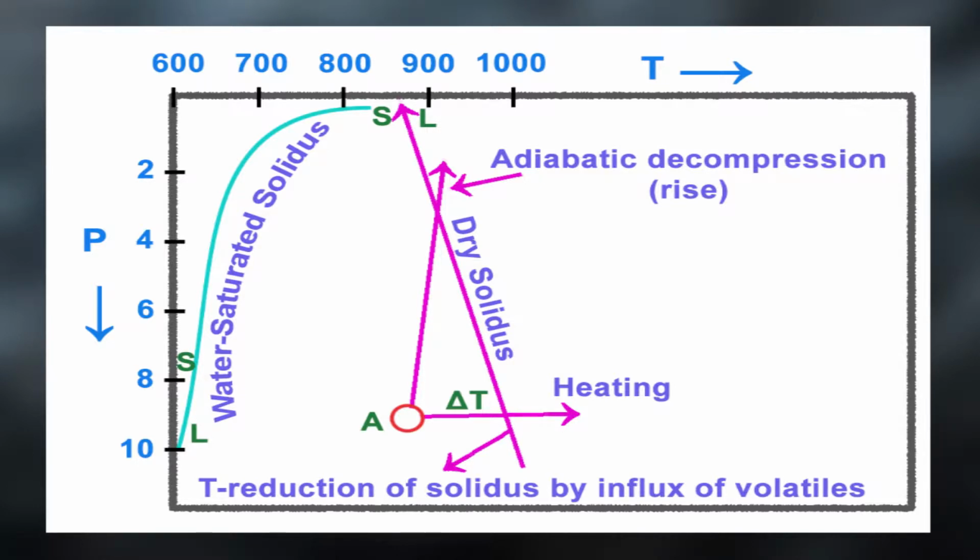When the point A moves adiabatically, thermally insulated from its surroundings like a plume, melting ensues. Melting also takes place when the influx of volatiles, mainly water, occurs during metamorphism. This would reverse the slope of the solidus. This wet solidus or water saturated curve is characterized by temperature reduction as pressure increases because of the vapor effect at high pressures.